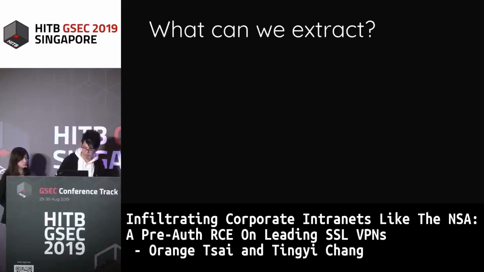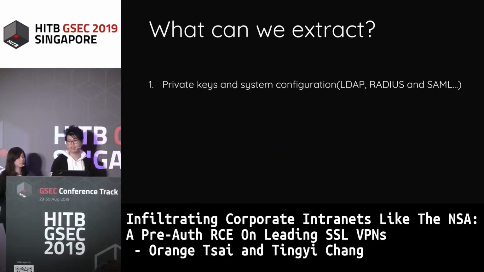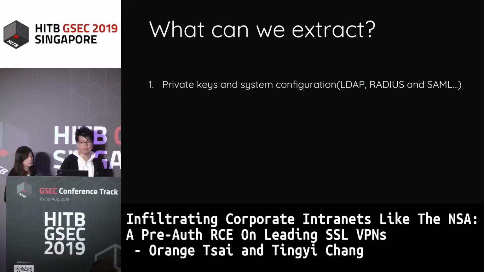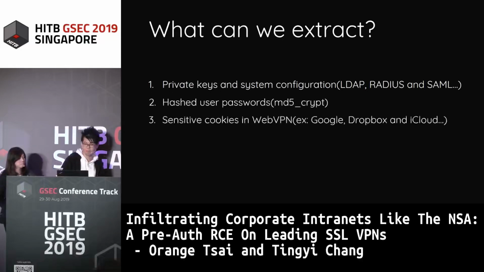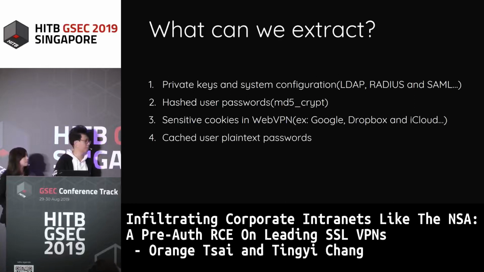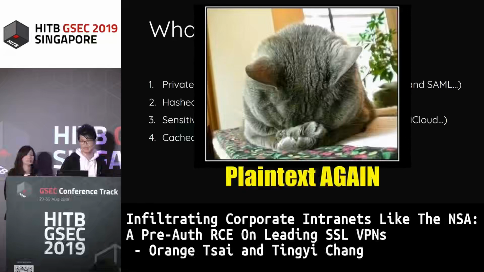And what can we get from this? We can get numerous useful pieces of information, such as the server private key to decrypt the SSL connection. We can also get important configurations, such as the RADIUS and LDAP password. And all users' password hashes and sensitive cookies, which are cached in the web VPN, like Google, Dropbox, and iCloud. The last and the most important is the cached plaintext password. Yes, plaintext again.